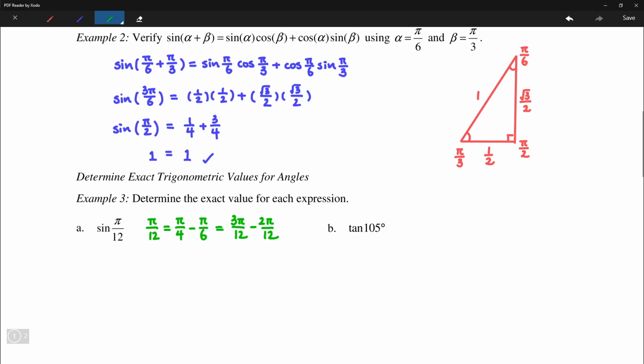So that means instead of writing sine pi over 12, we can write it as a difference of pi over 4 and pi over 6. So like this. And from there, we can use the difference identity for sine to further split up the expression. So we have sine pi over 4, cosine pi over 6, and then minus cosine pi over 4, and finally sine pi over 6.